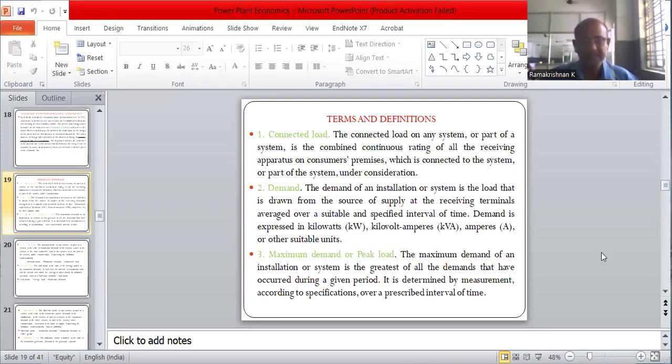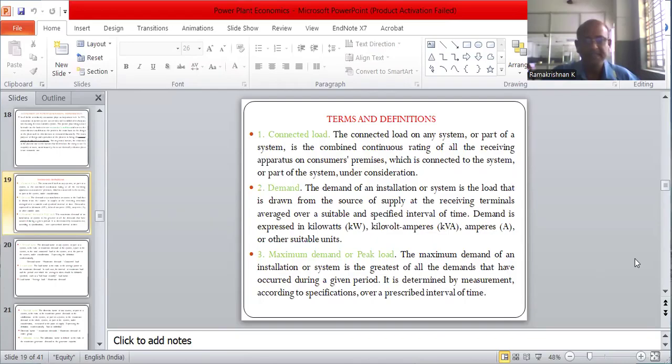Second term is the demand. Here demand is the load which is drawn from the source of supply at the receiving terminal in a specific interval of time. The demand is the load that is drawn from the source of supply at the receiving terminals over a suitable and specific interval of time. The demand is normally expressed in kilowatt or kilovolt ampere.